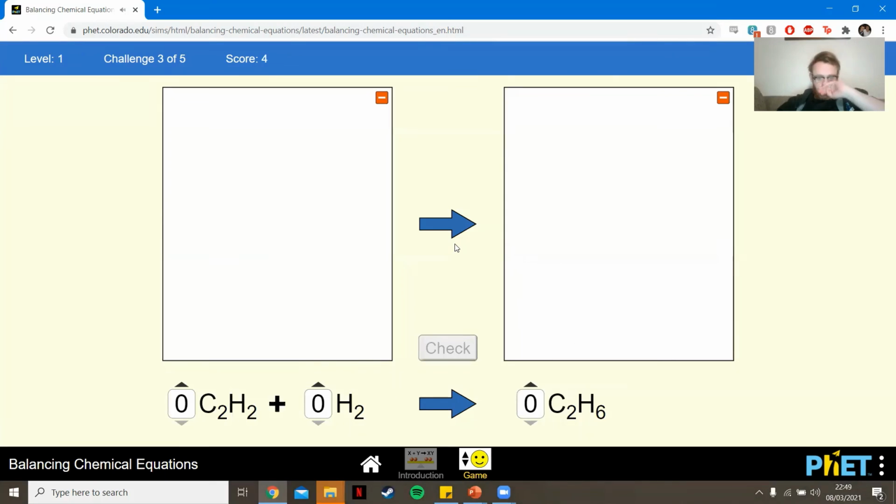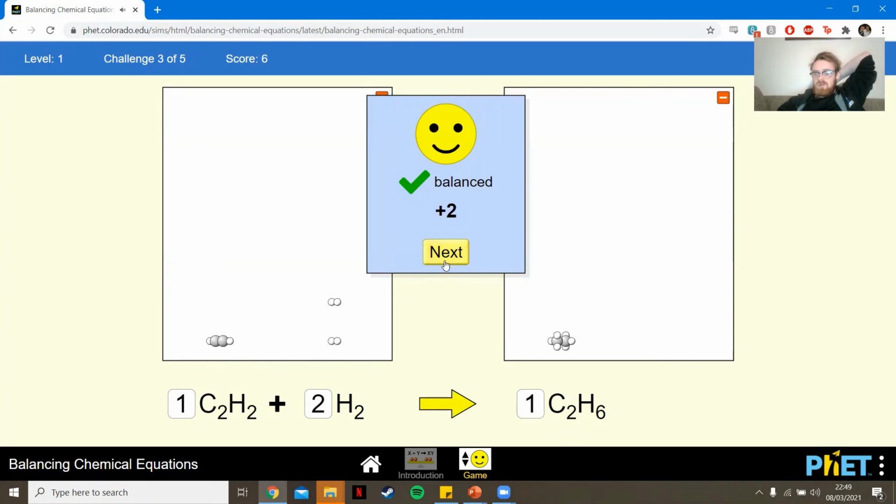Let's do one more. I've got a molecule of C2H2, and I'm going to add a molecule of H2 to it. I have C2H6. Okay, I have 2 carbons here, 2 carbons here. Perfect. I've got 4 hydrogens here and 6 hydrogens here. I need to add 2 hydrogens on somehow here. That's as simple as just adding another hydrogen molecule on.